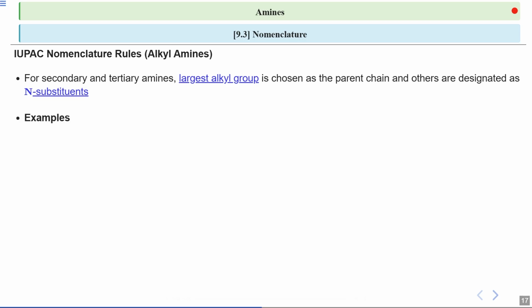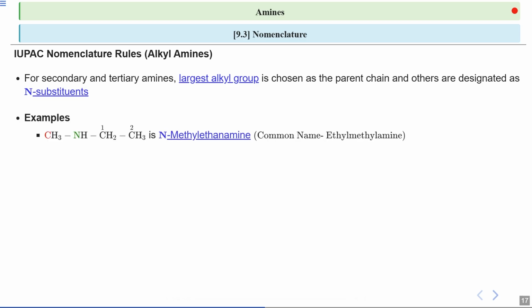Let us look at specific examples. Now over here, this is an example. First you have to see the longest carbon chain, which is the parent chain. Here we have only 1 carbon atom, and here we have 2 carbon atoms. So I will select this as my longest parent chain. I have done the numbering 1, 2.